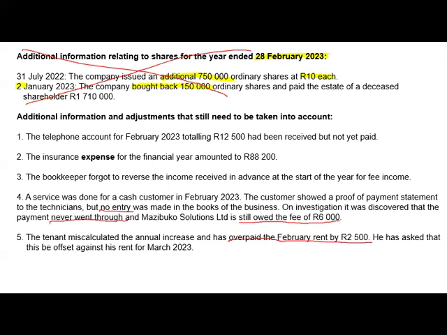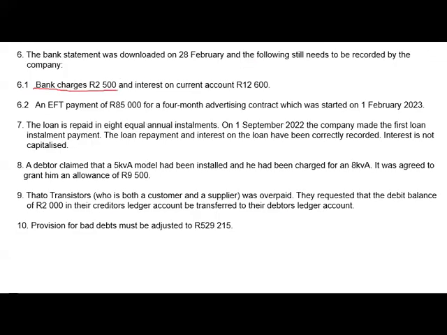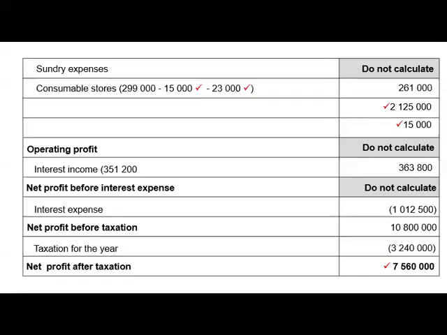What did they say next? Interest on current account. Again, I will debit bank and credit interest income. So that interest on current account, where am I going to record it? I'm going to record it under interest income. What must I do to interest income? I need to add it to interest income.